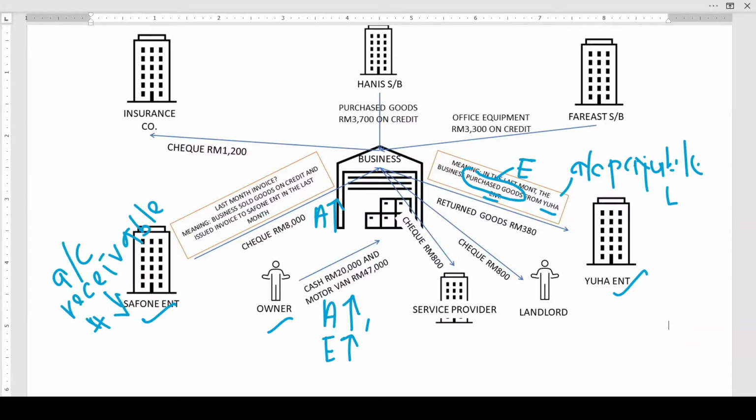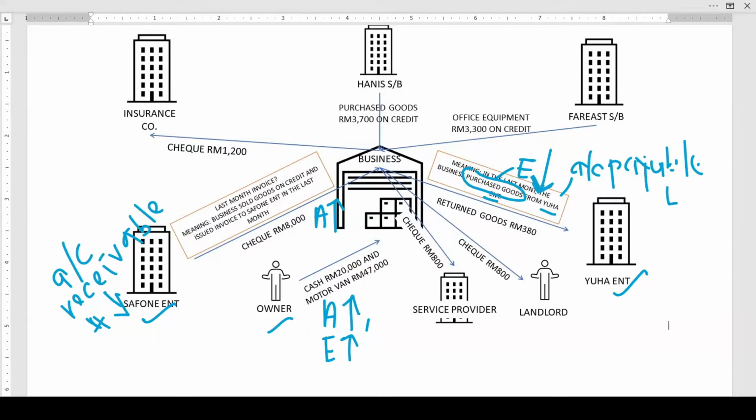All right, so now what happened is, out of the goods that we purchased, there are some damaged goods and we return them back to Yuha Enterprise. If previously we have recorded an increase in expense, then because we return the goods, what happened to the expense? Expense will decrease. But do we record it in the account purchase? No, we are going to create a new account called return outwards, because we are taking out the goods. All right, so return outwards.